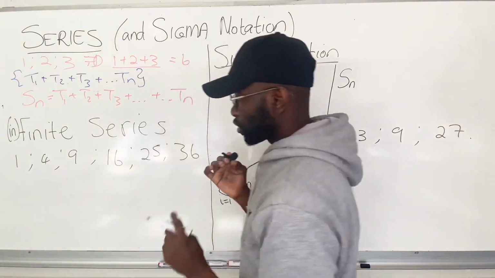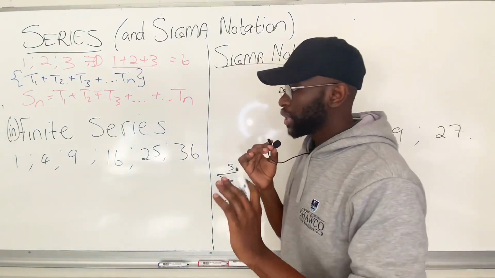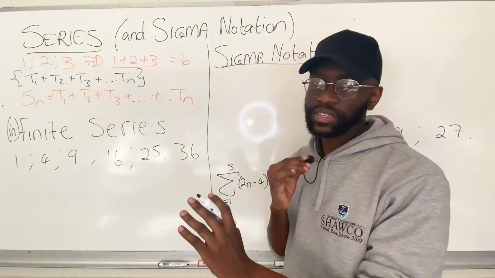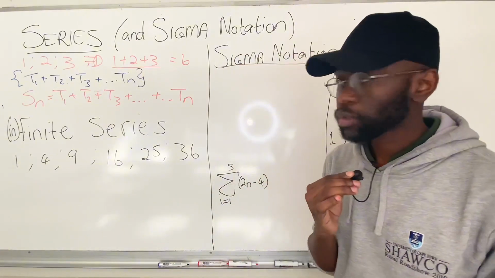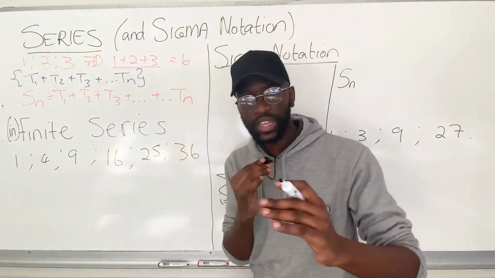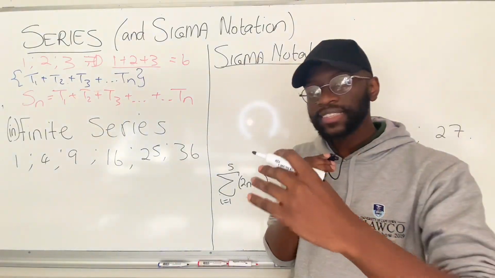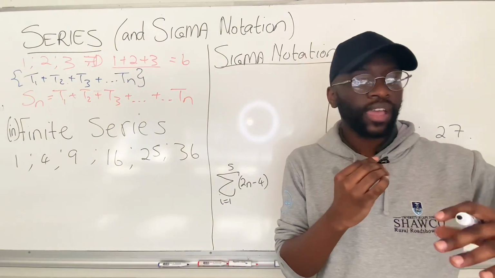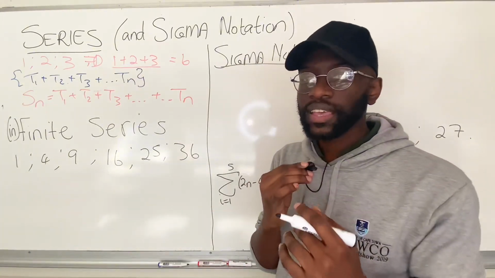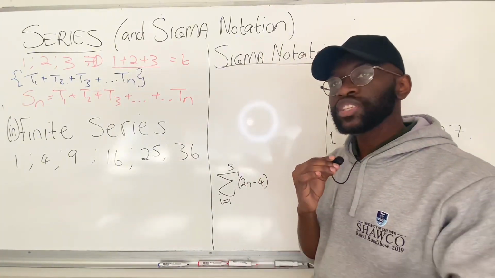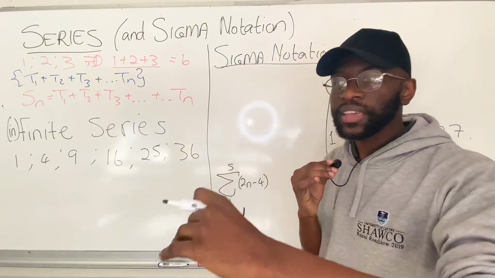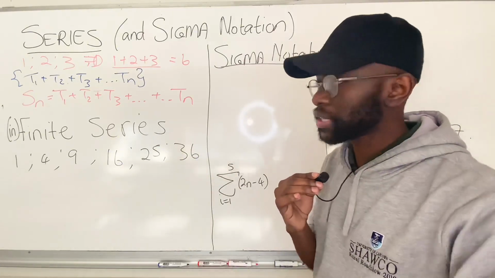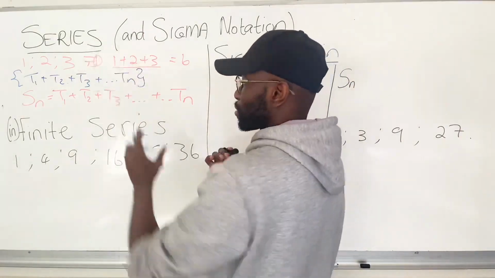Now, there are two types of series. We can either have a finite series or an infinite series. We will talk about how the different types of sequences that we have discussed, the quadratic series, the arithmetic series, and the geometric series, work when we add the terms of the type of sequence that we are dealing with. But let's talk about the two types of series.